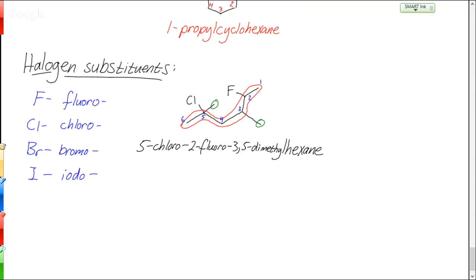If we numbered the other way, from left to right, we'd get 2-chloro, 5-fluoro, 2,4-dimethylhexane.